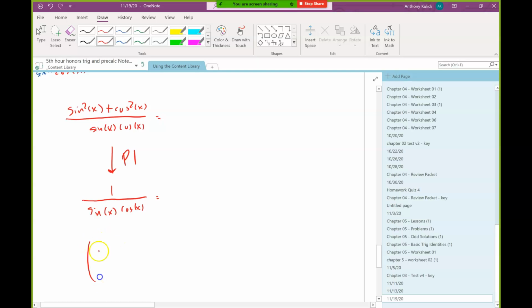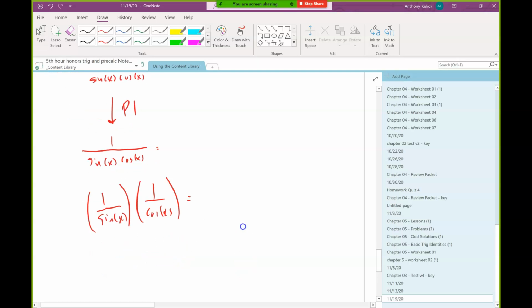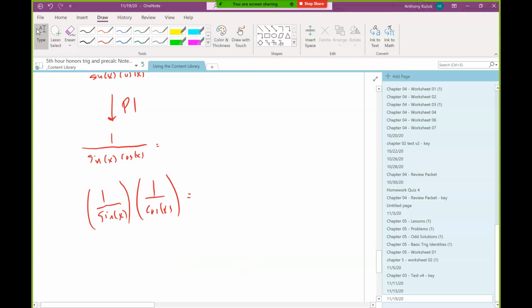And then I'm just going to do some algebra here. I'm just going to rewrite that as 1 over sine x times 1 over cosine x. Again, I didn't use an identity here, so there's nothing really to label. I've just rewritten a single fraction as the product of two fractions.